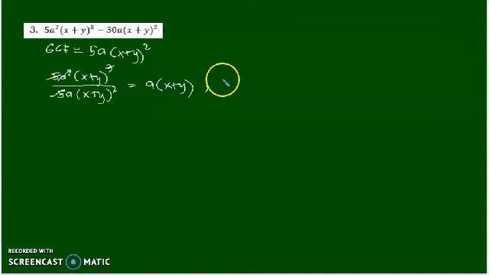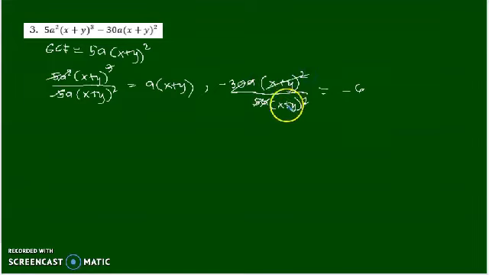Next, the second term is negative 30a times the square of x plus y divided by 5a times x plus y squared. So, negative 30 divided by 5 is negative 6. A divided by a is 1. And then the square of x plus y divided by the square of x plus y is also 1. Or simply, the quotient here is negative 6.